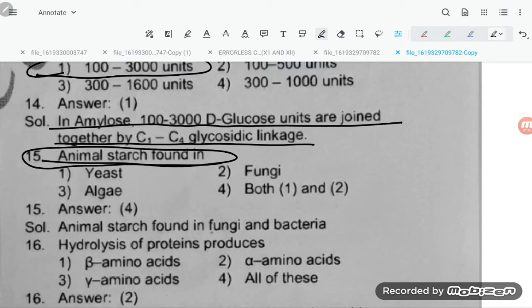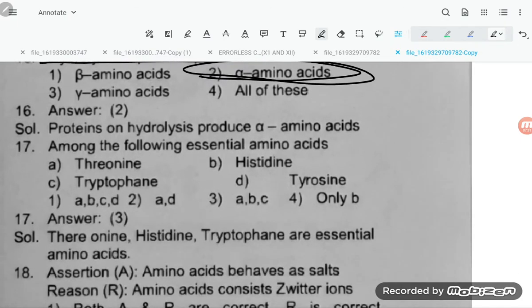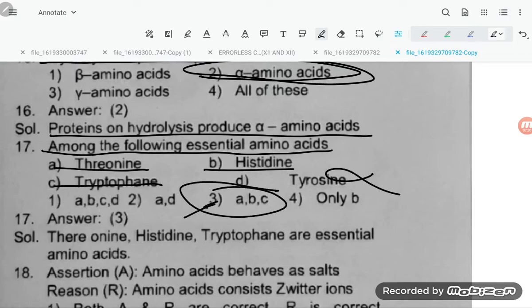Animal starch is found in yeast and fungi. So option number 4 is correct. Hydrolysis of protein produces alpha amino acids. Among the following, essential amino acids are threonine, essential; histidine, essential; tryptophan, that is also essential; tyrosine is not essential. So option number 3 is correct.